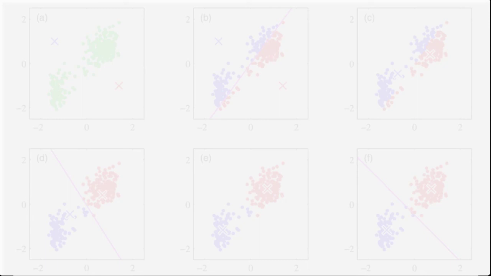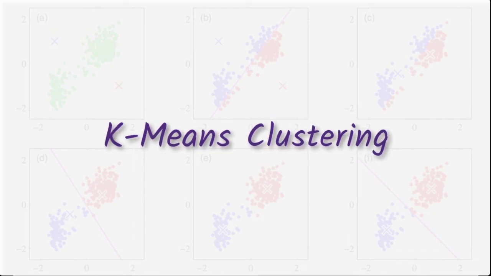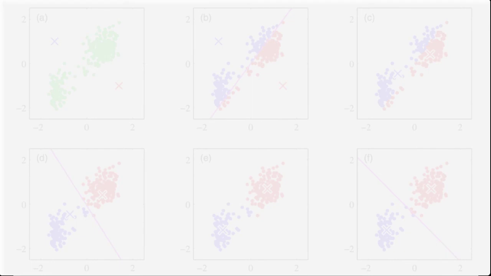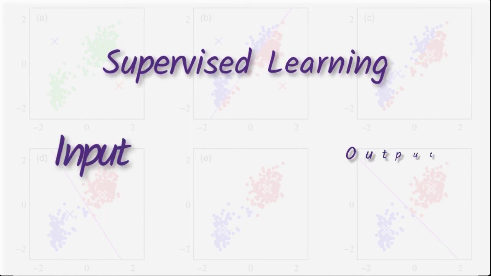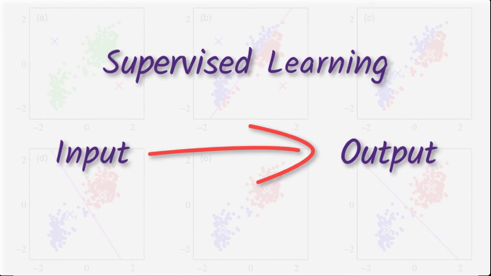Hi all. In this video, we are going to learn about a very interesting and a very simple unsupervised learning algorithm called K-means clustering. So I'm sure you must be familiar with the supervised learning paradigm of machine learning, which is essentially about finding a function that can approximate the relation between the input and the output.